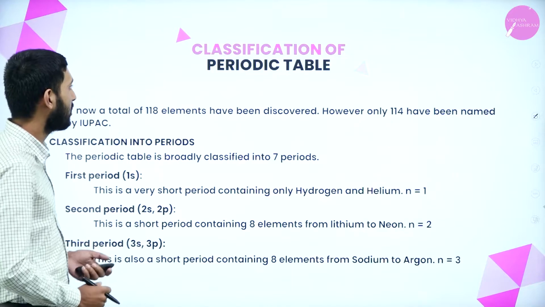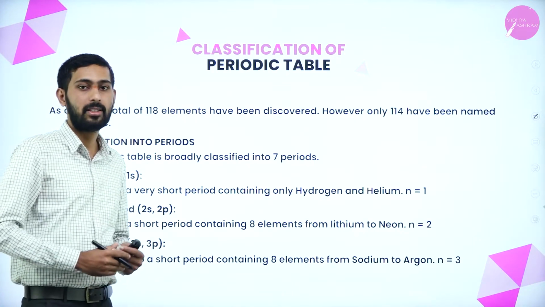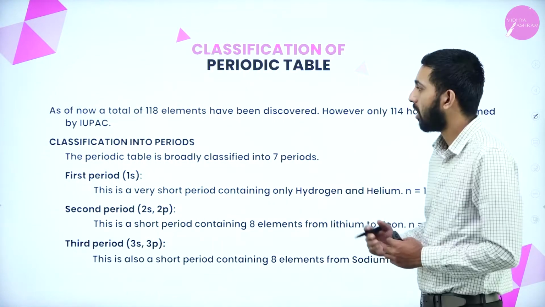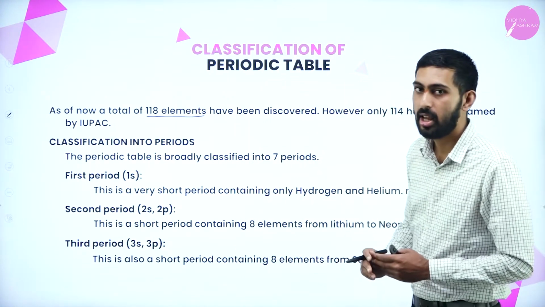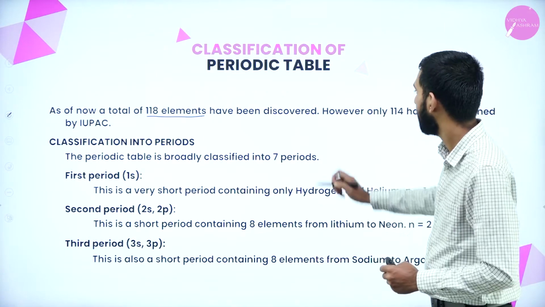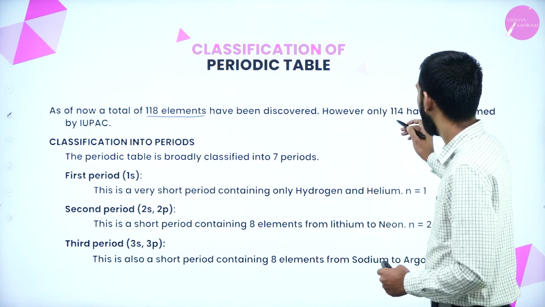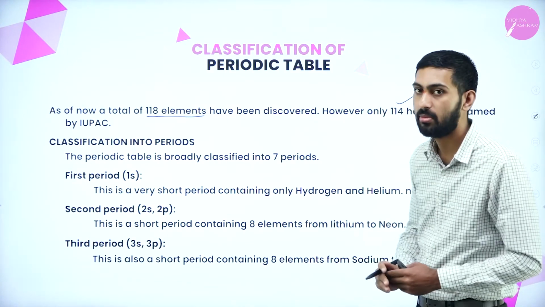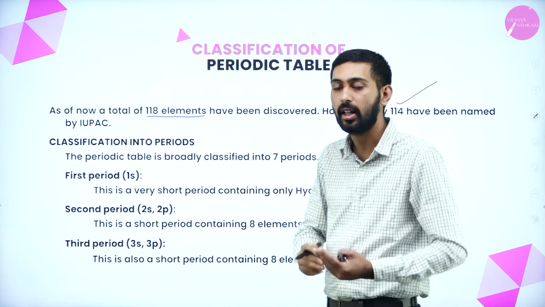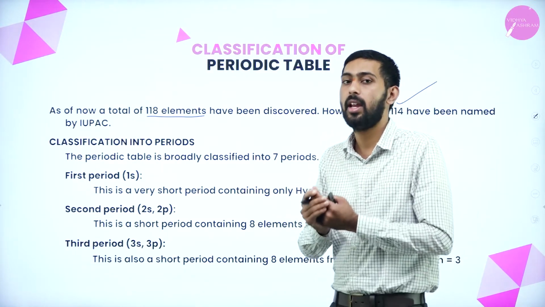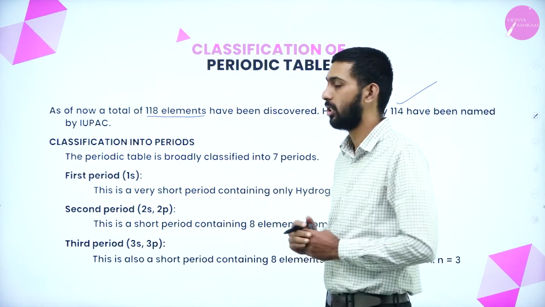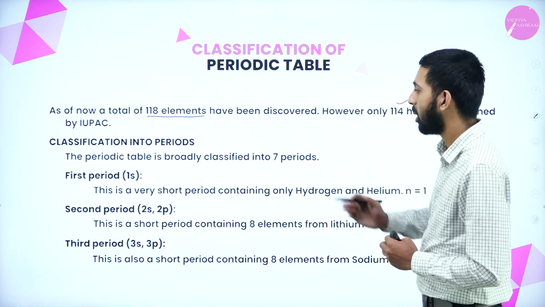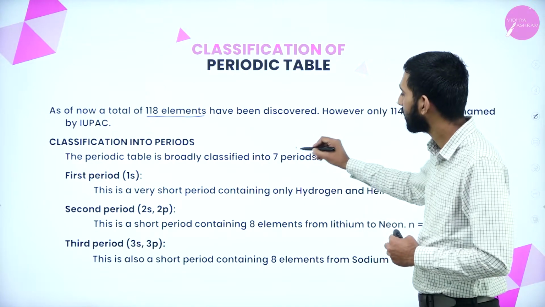Next thing is the classification of elements in the periodic table. How many elements are present? 118 elements are present in the periodic table and they have been discovered. However, only 114 have been named by IUPAC. Out of 118, 114 have been named according to IUPAC nomenclature. Here, classification into periods. The periodic table is classified into 7 periods.